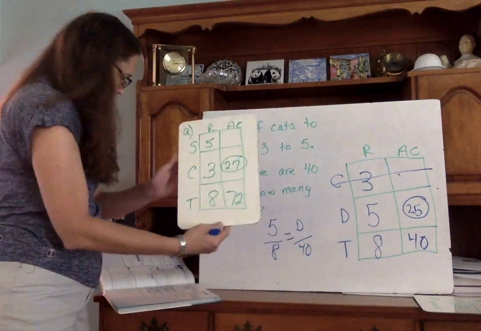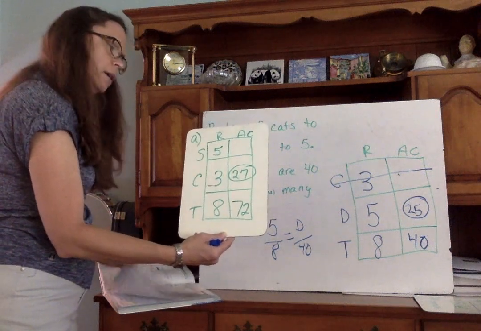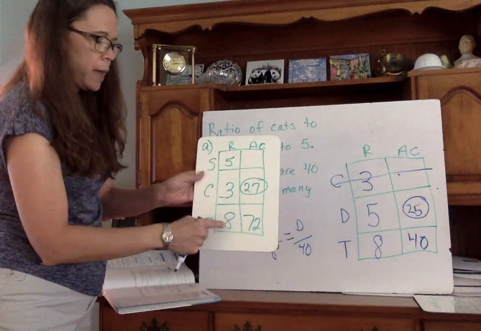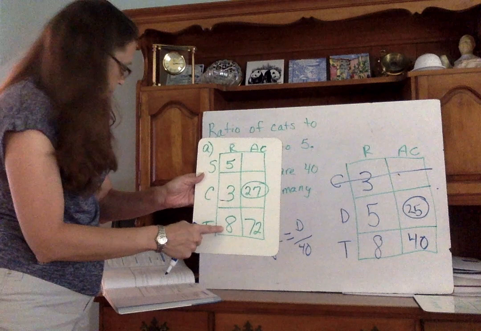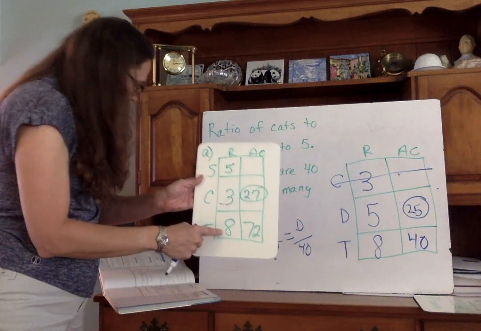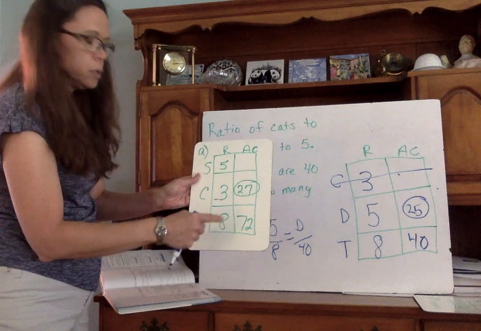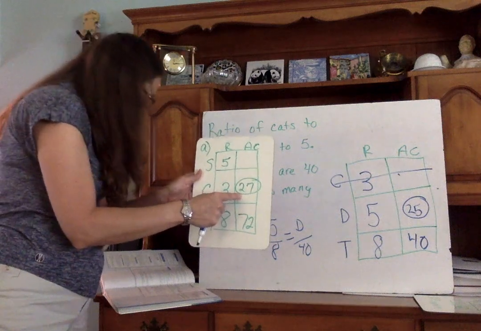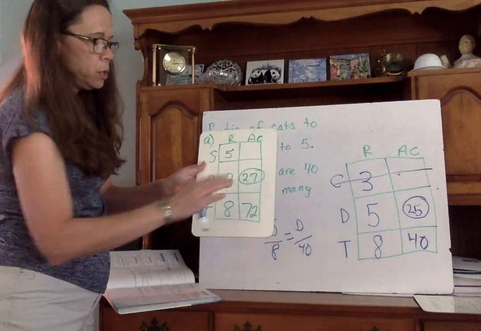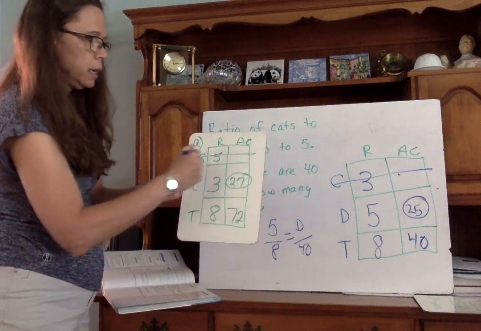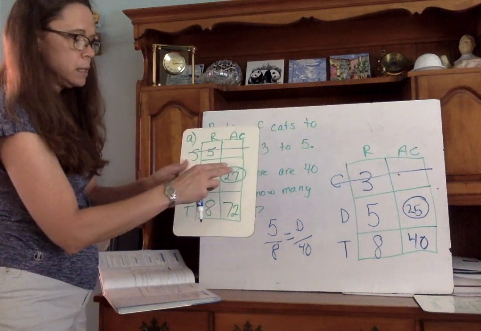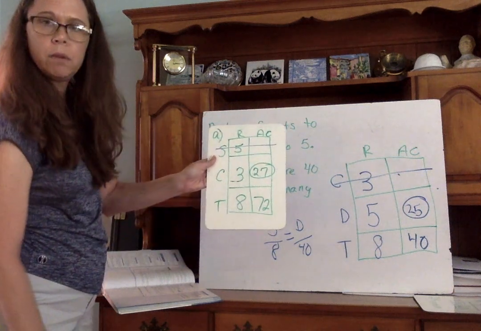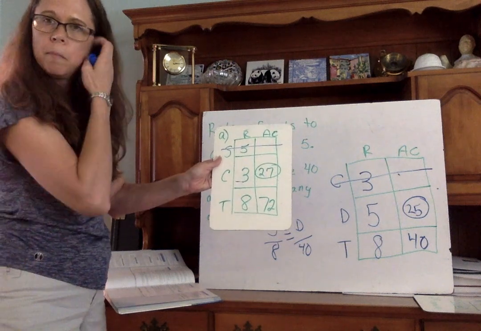On A, it says that the ratio of sparrows to crows is 5 to 3. So I totaled that, and I got 8 for my total on the ratio part. If the total number of sparrows and crows was 72, so they combined the sparrows and the crows, they want us to find the number of crows. So I circled the crows. I want to use the row that's complete, and the row that has what I want. I can get rid of this row. 3 is to 8, as C is to 72. To get from 8 to 72, I multiply by 9. 3 times 9 is 27. You should have gotten 27 crows.